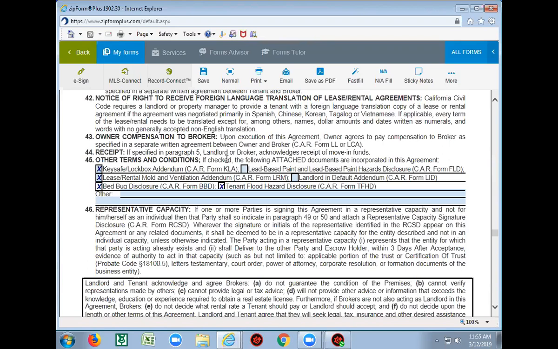Years back, when I practiced real estate, we did have a foreign language translation with our agreement. And that's actually issued by the board, but not anymore, because every time they revise the agreement, they have to update it every half year, and it costs too much.